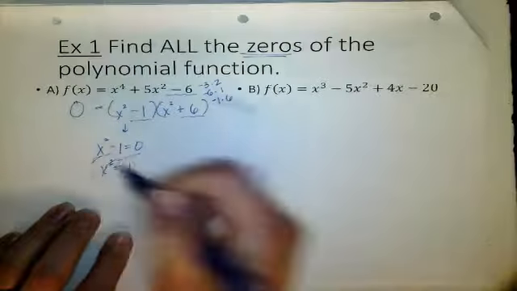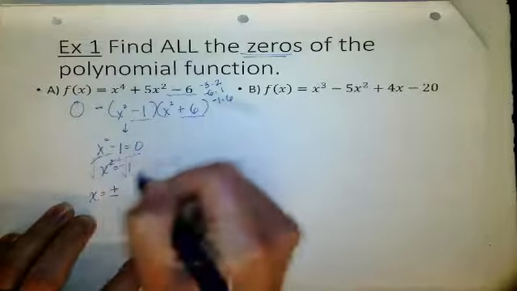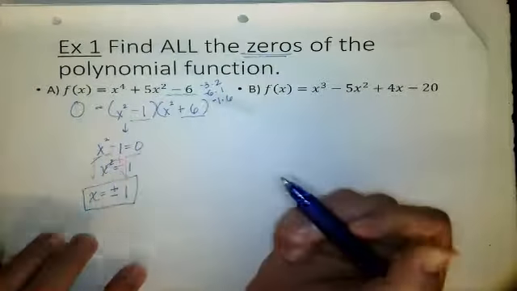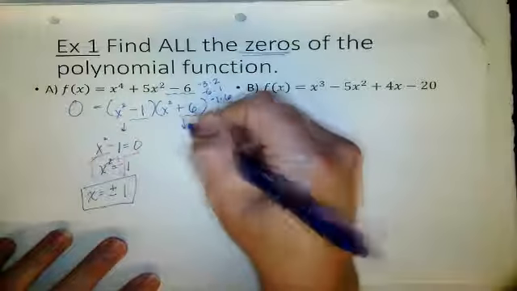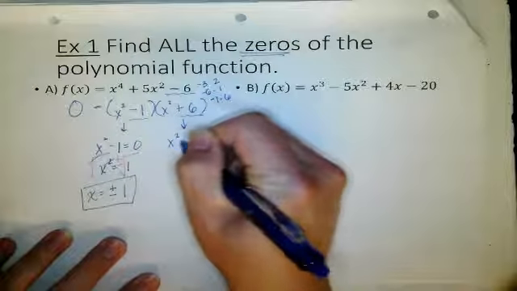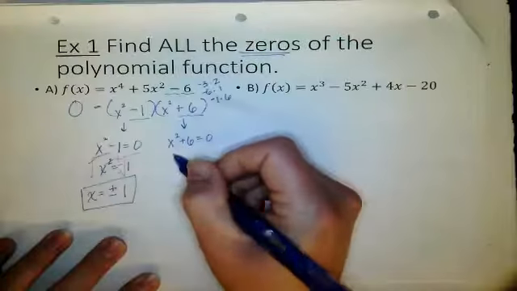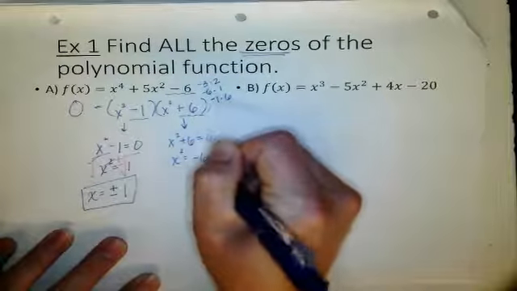The square root and the square cancel out, and I get x equals plus or minus the square root of 1, which is 1. And those are 2 of our zeros. I can do the same thing with my other bubble. x squared plus 6 gets set equal to 0. How do I solve for x? Minus 6. So I get x squared equals negative 6.